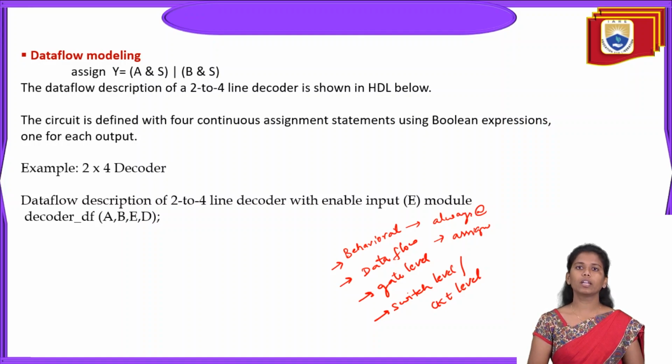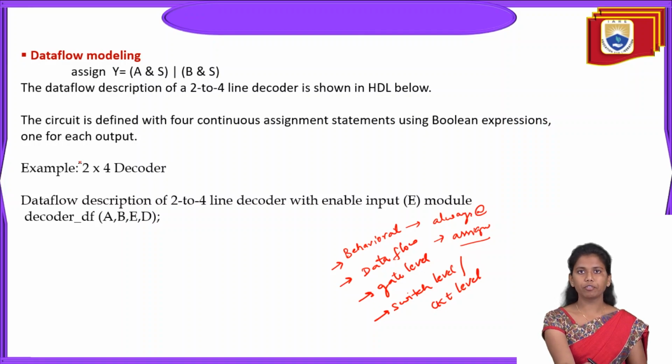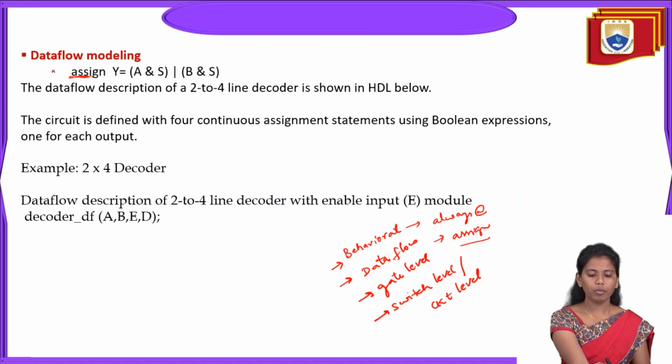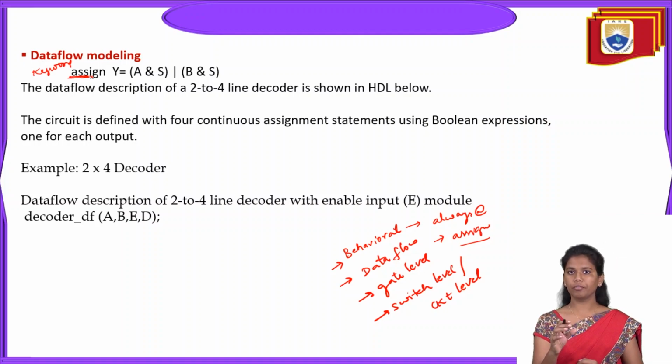So in the data flow modeling and also in the gate level modeling, as per this gate level and data flow modeling, we are going to consider a basic keyword called assign. Assign is a basic keyword that we need to introduce when writing code. So here in the data flow modeling, assign Y equals A and B, or A and S, B and S. This is a basic keyword you have to mention if you are writing your code in terms of data flow modeling.